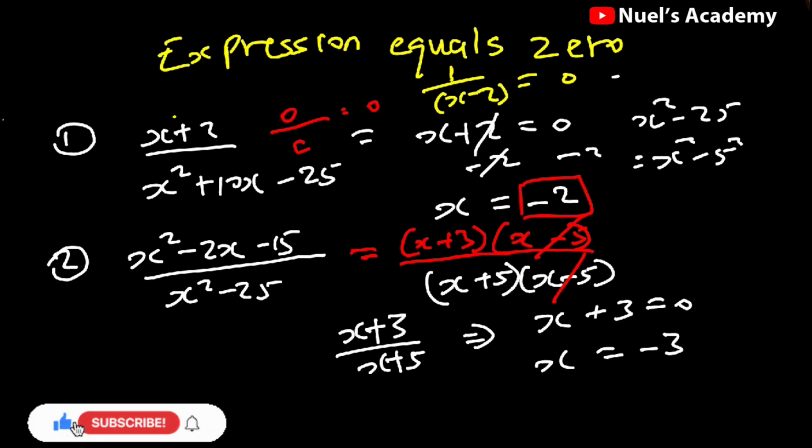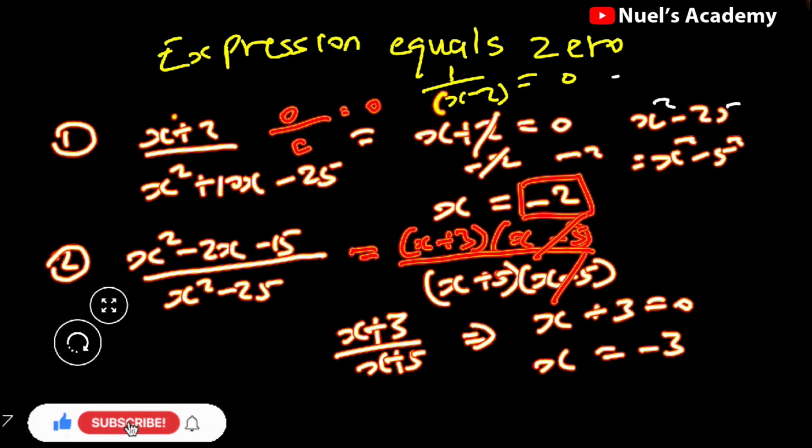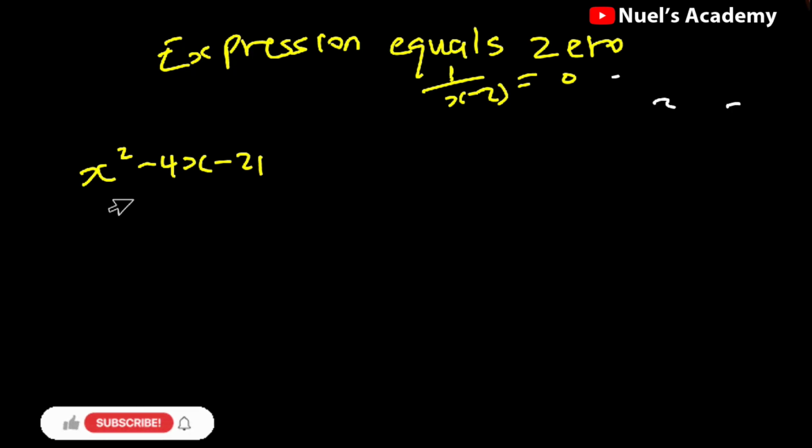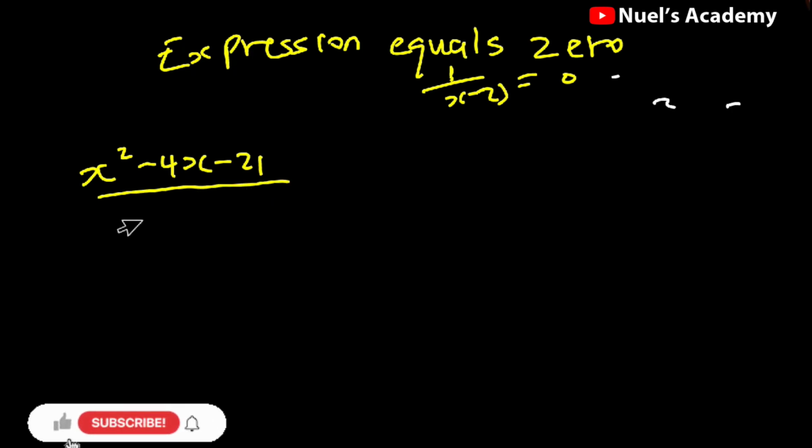Let's solve the third question. So the third question is x squared minus 4x minus 21 over 2x plus 11. I want you to pause this video and try this question. I want to know if you get it.